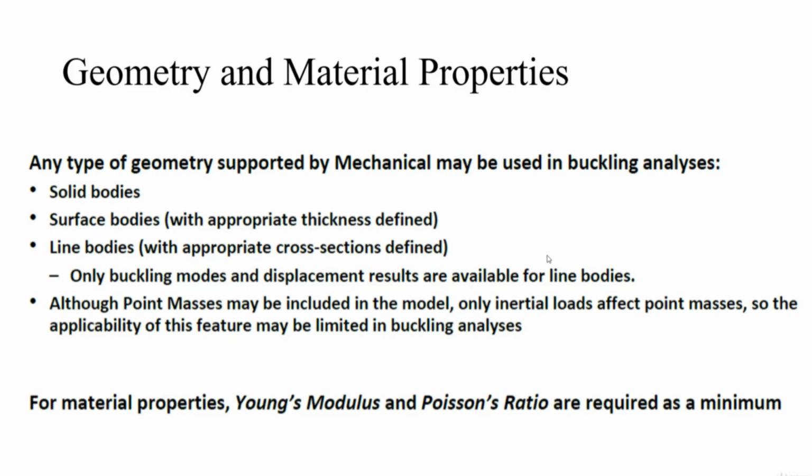Then for material properties, you need to define Young's modulus and Poisson's ratio in order to perform a linear structural buckling analysis. And if you are going with a linear thermal buckling analysis, in addition to Young's modulus and Poisson's ratio, you need to define the thermal conductivity and the coefficient of thermal expansion, alpha.